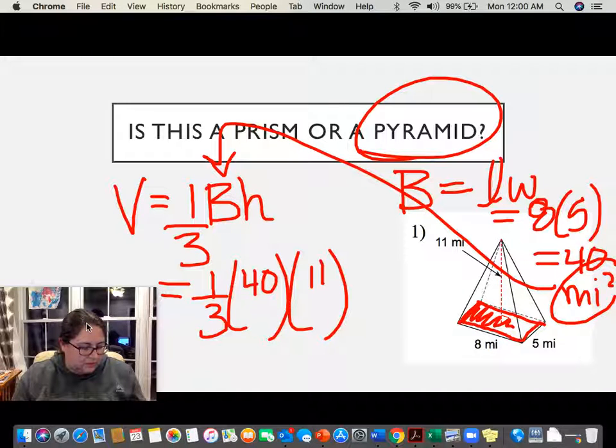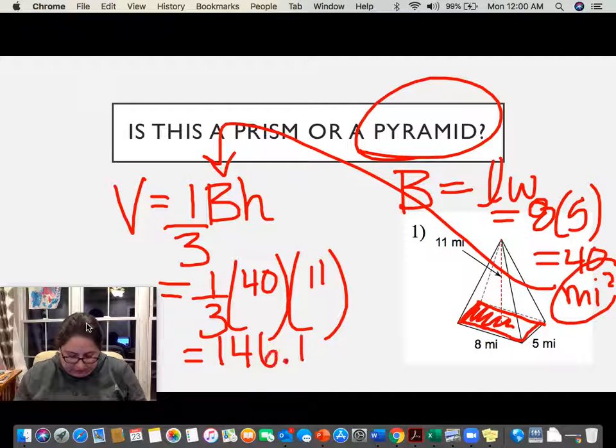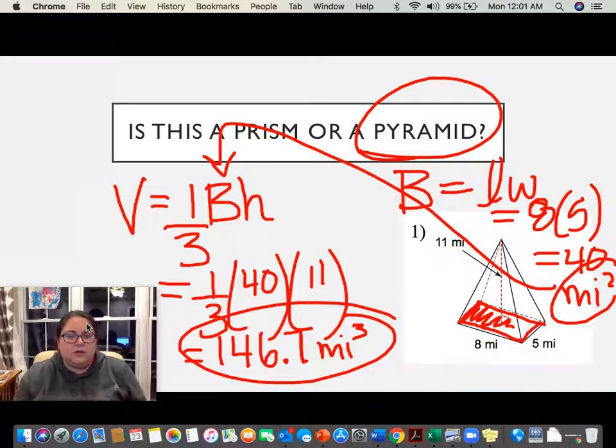So 40 times 11 is 440, and then we're going to divide it by 3. In this case, you are going to get some uglier answers, and that's okay. We're going to get 146 point, well, let's round it to 7 miles cubed. So 146.7 miles cubed. We used the formula 1/3 base area times height, because this is a pyramid.